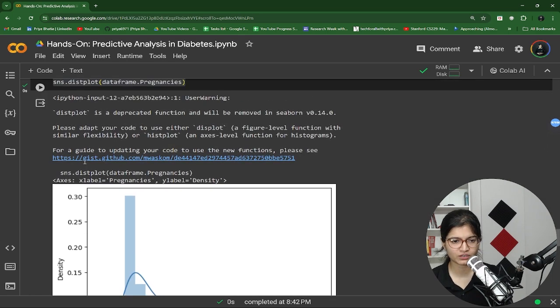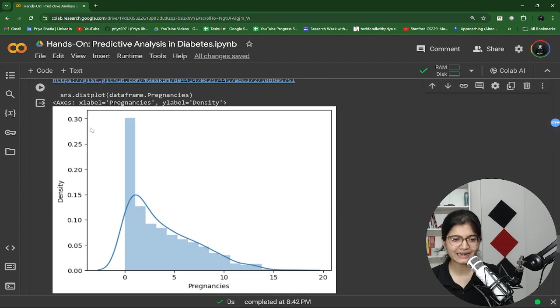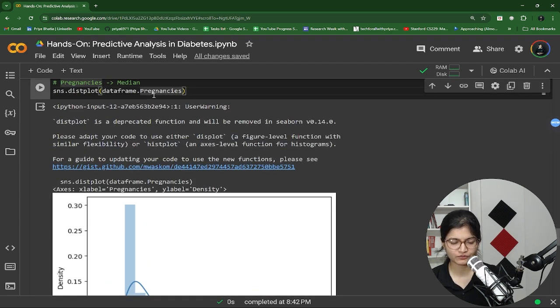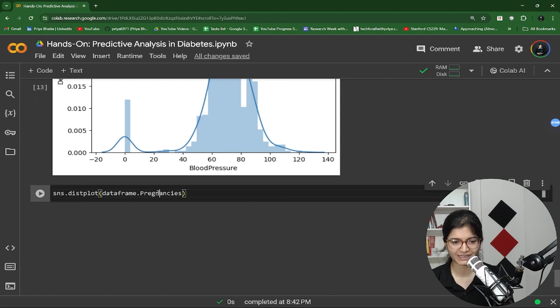Maybe with respect to the pregnancies per se, we can go ahead and do the imputation with respect to the median. Similarly, let's go and check out the further columns that we have, which is insulin. So let's do it for that.